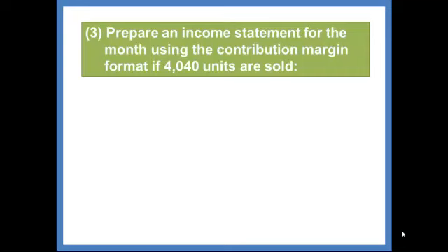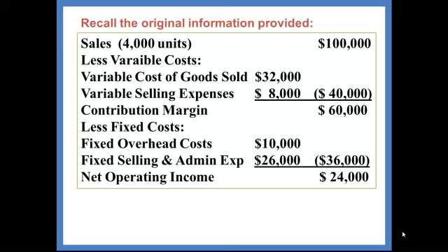Prepare an income statement for the month using the contribution margin format if 4,040 units are sold. So what we're going to prove is that profits will go up $600 because this is a 40 unit increase in sales. Now this is the original information that was given. In order to adjust our income statement for a higher level of sales, we will need the sales price per unit because our sales will not be $100,000, they'll be higher.